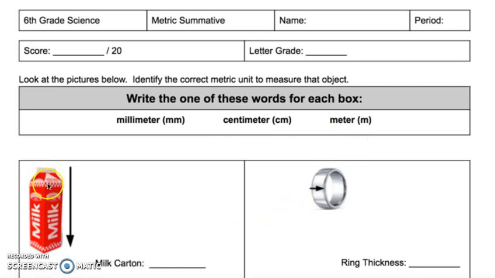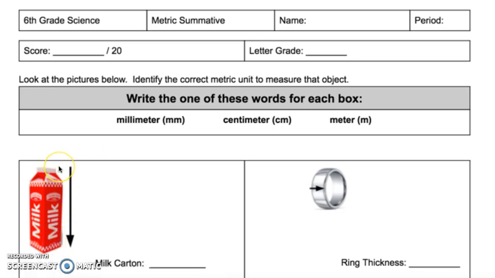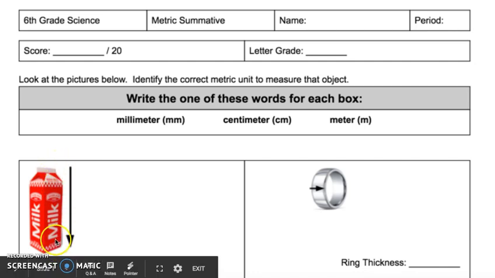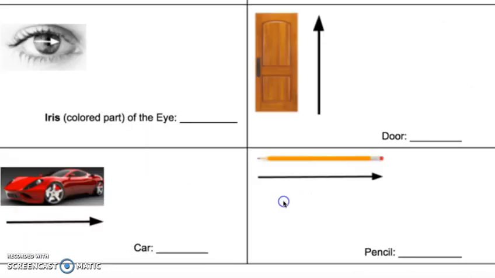Here we have a carton of milk. So think about the grocery store when you get some milk, and what would you use to measure the carton up and down? Millimeters, centimeters, or meters. The next one is the thickness of a ring. So this arrow shows you from side to side. How would you measure that? With millimeters, centimeters, or meters?